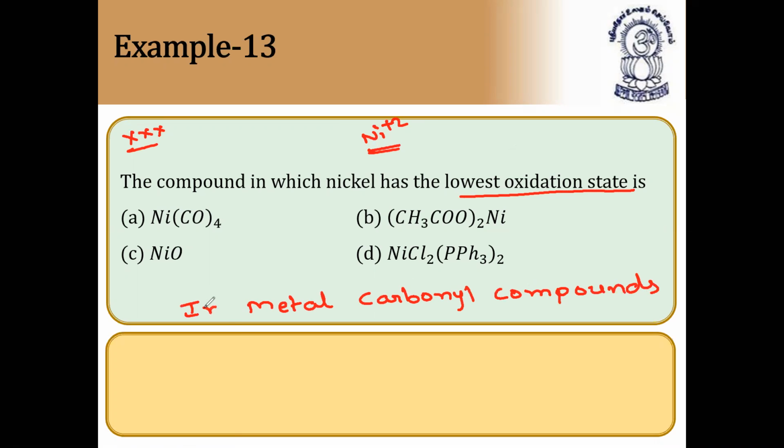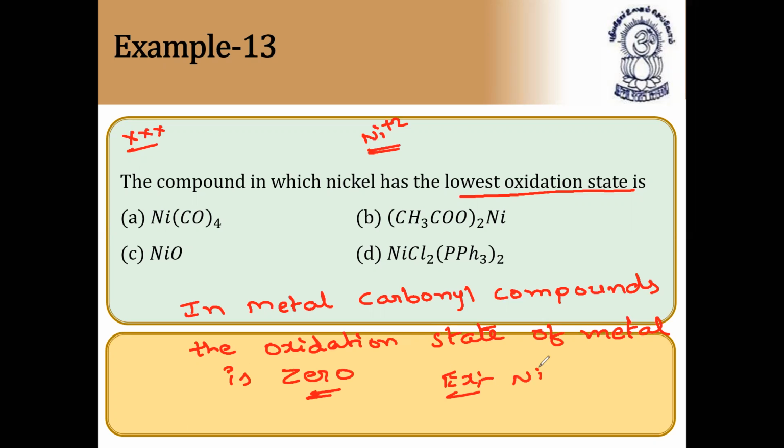In metal carbonyl compounds, you note down the statement in your classwork: the oxidation state of metal is 0. Example, Ni(CO)4 and Fe(CO)5. So in these two compounds, the oxidation state of nickel is 0 and of iron is 0. So in metal carbonyl compounds, the oxidation state of metal is always 0. This point is very, very important.